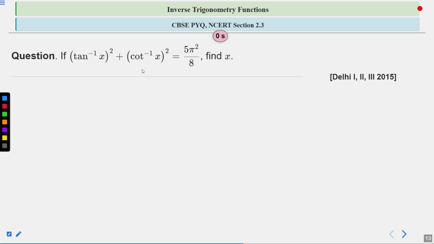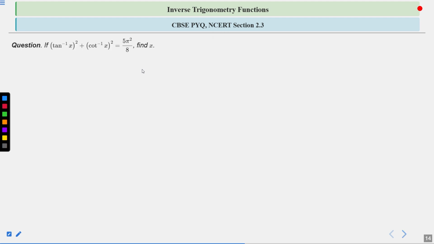Okay, so let us move to the solution part. What can we do? If tan inverse x whole square plus cot inverse x whole square is equal to 5 pi square by 8, then we basically have to find the value of x. How can we find? Now since tan inverse x square plus cot inverse x square is equal to 5 pi square by 8, what can we do?